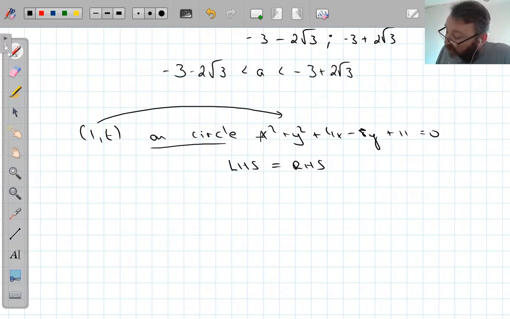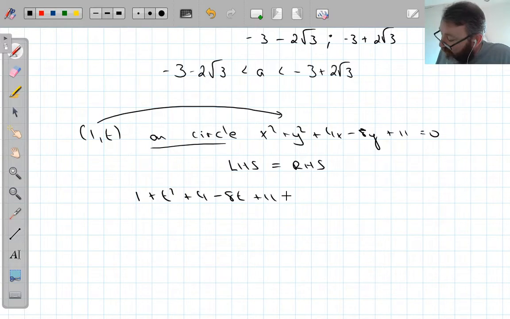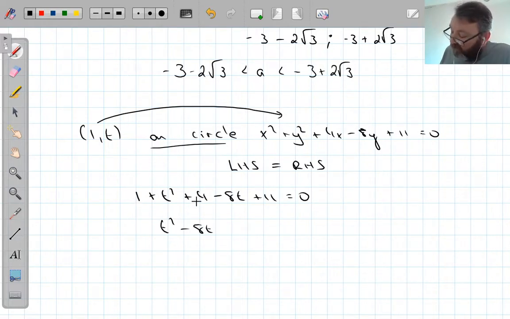So you're going to put 1 in for x. That becomes 1 squared, which is 1. t goes in for y, so that gives me t squared. 1 goes in for x here, which gives me 4. t goes in here for y, which gives me minus 8t plus 11 equals 0. And there's where the equals comes in. Now again, you notice this is a quadratic equation in t. So we get t squared minus 8t. 1 and 4 is 5 and 11 is 16. And that's equal to 0.